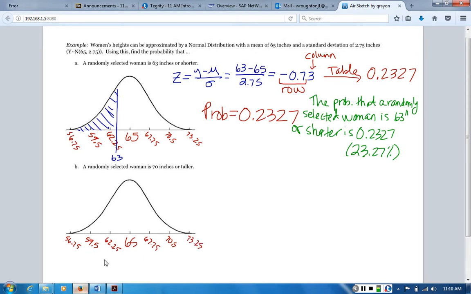But this time the number that shows up in the problem is 70. So where does 70 belong on my picture? Well, between these two numbers, it's a little bit closer, of course, to 70.5 here. I'll say about there is where my 70 falls. And then should I shade left or shade right? Well, it says 70 inches or taller. So for that reason, the taller part is going to tell me to shade to the right.